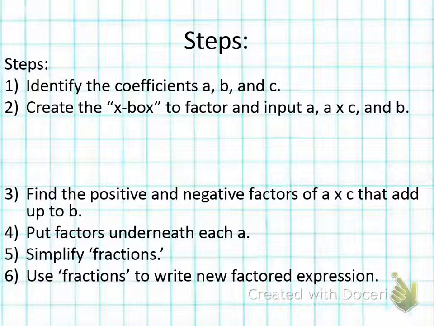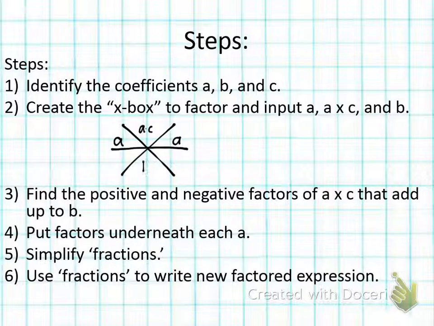here are the steps. And step 2, we have this X box. So A and A, top center is A times C, and then the bottom is B, okay? So if you missed yesterday's lesson, this is the same as yesterday's lesson. Yes? What's the difference between today's lesson and yesterday's? Bigger numbers. Okay? Here we go. But part of it's going to be, I think, a little bit more exciting.